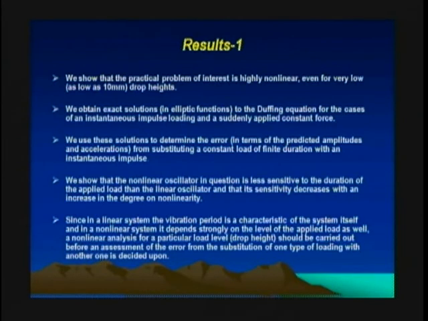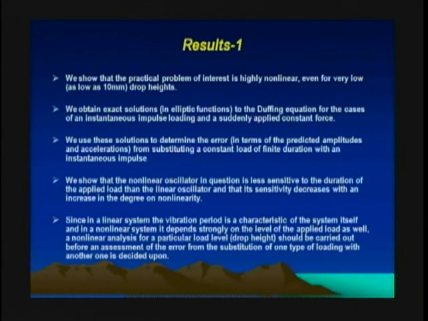We showed that the practical problem of interest is highly nonlinear, even for very low, as low as I would say here, 10 millimeter drop heights. So in other words, for even very, very low drop heights, I said a couple of hours ago that probably about less than an inch, but here is even less than a half of an inch. We obtain exact solutions in elliptic functions to the Duffing equation for the cases of an instantaneous impulse loading and a suddenly applied constant force. We use these solutions to determine the error in terms of the predicted amplitudes and accelerations from substituting a constant load of finite duration with an instantaneous impulse.